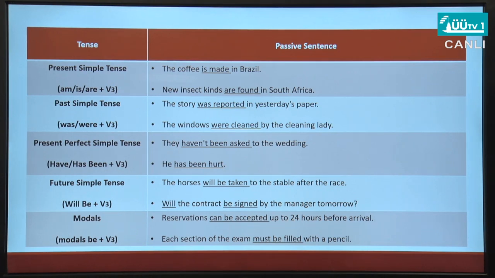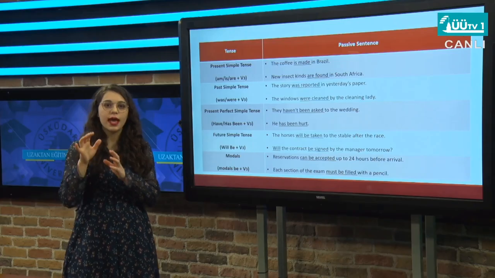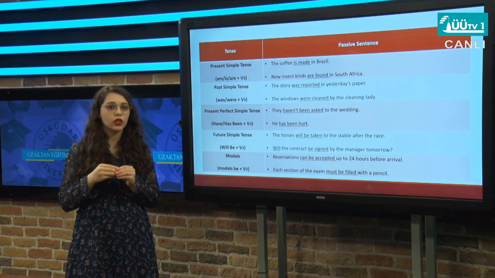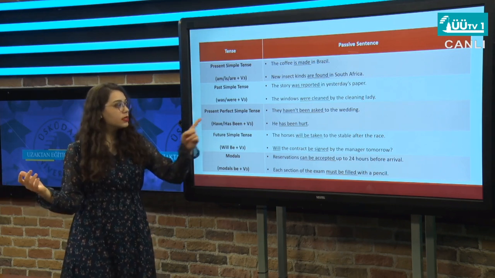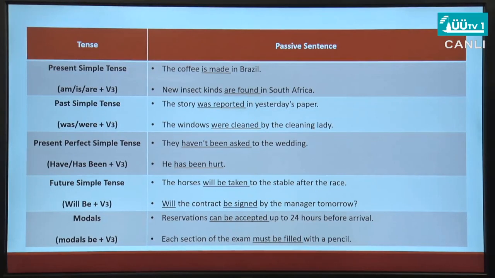And in present perfect tense, be turns into been. But in the perfect tense, we have to use have or has. So we have to use have or has been verb 3. See, they haven't been asked to the wedding, or he has been heard. So we have to use these have been or has been with verb 3.